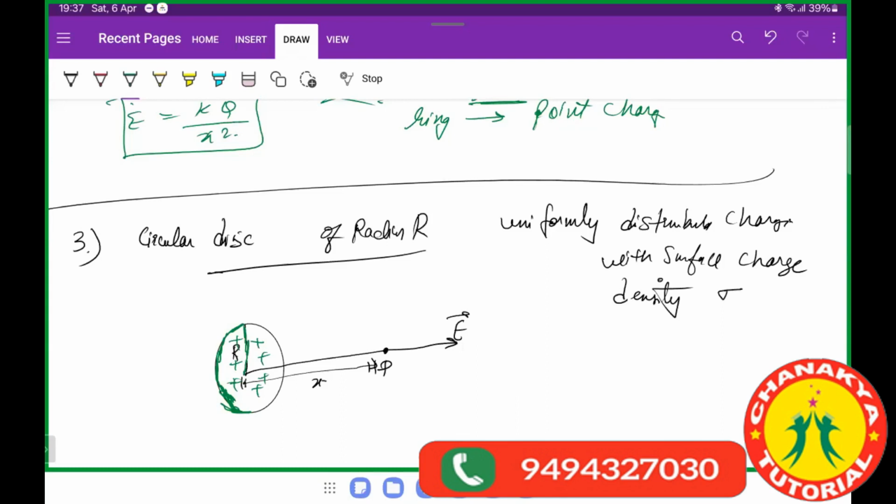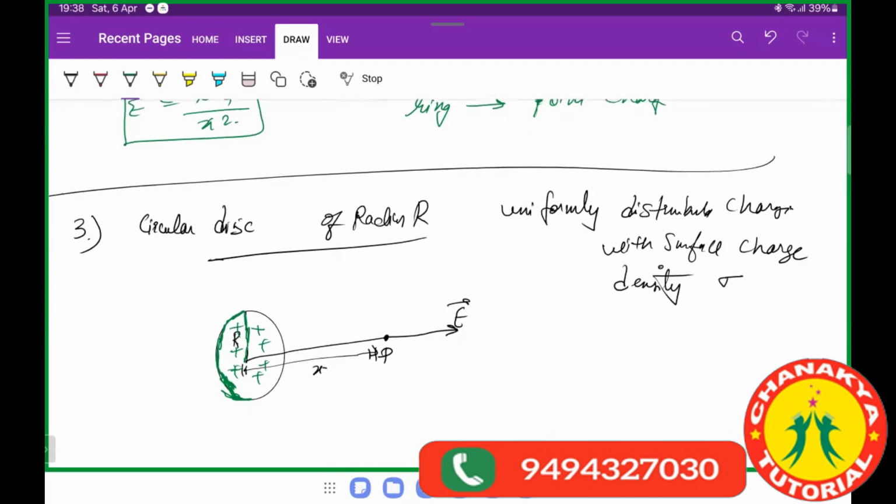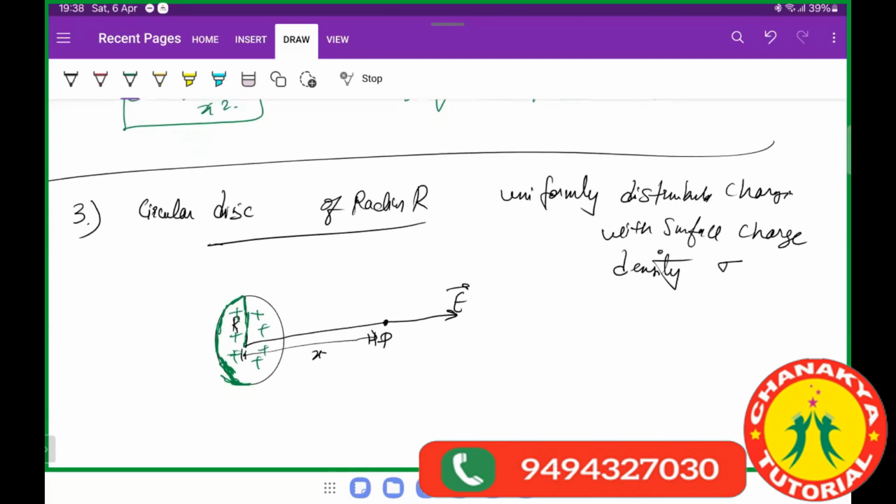Sorry, sir. It's okay. Whatever it is, it's charge per unit, that thing. No need to memorize anything. The same: dq by dl, dq by da, dq by dv. Exactly. Simple. So right now we're considering charge per unit, this one.